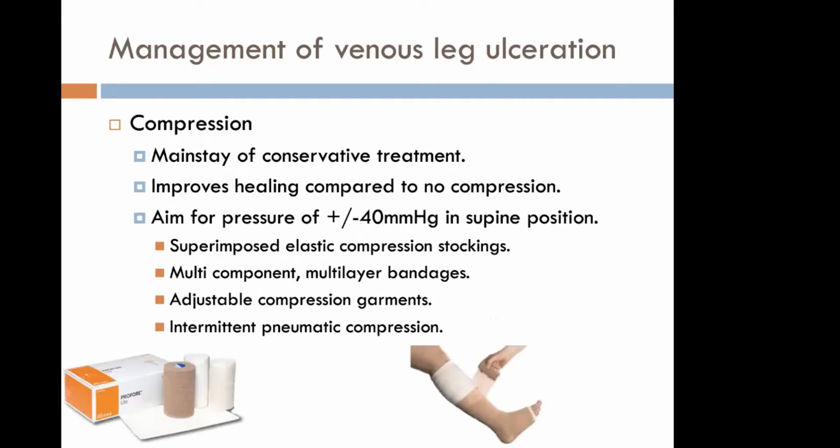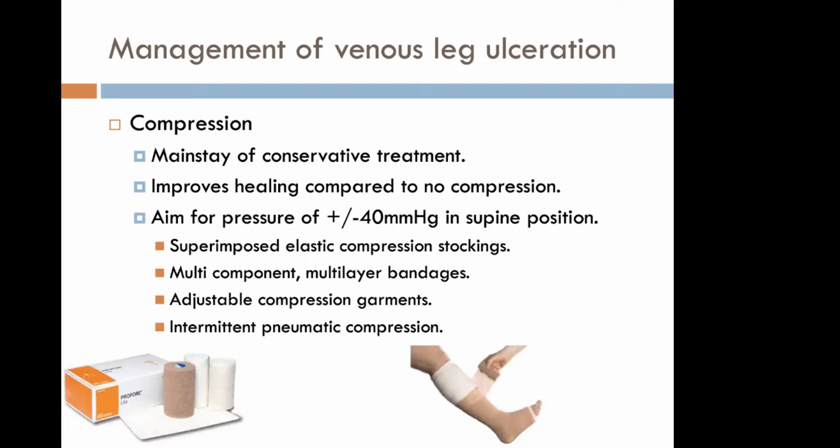Now, another important thing is the compression that you need to use. In these patients, this is the mainstay of conservative treatment, and it has been shown to improve ulcer healing. Your aim is for a pressure of about 40 millimeters of mercury in the supine position. You get many different types now. You can use superimposed elastic compression stockings, where the dressing is applied, and on top of that, you apply at least 2 compression stockings. Or you can use multi-component, multi-layer bandaging. And this is an example, Pro 4.